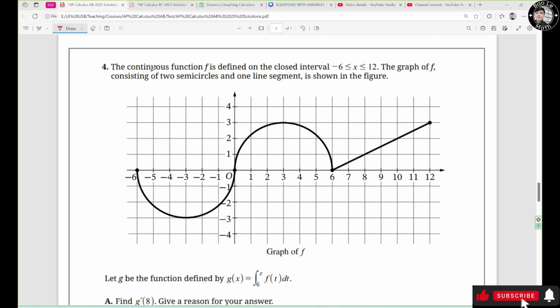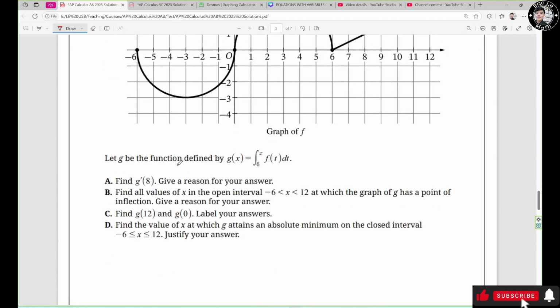Free response question number 4. The continuous function f is defined on the closed interval -6 to 12. The graph of the function f consists of 2 semicircles and 1 line segment as shown below. Now, let the function g be defined by g of s equals the integral from 6 to s of f of t dt. Find g prime of 8. Give a reason for your answer.